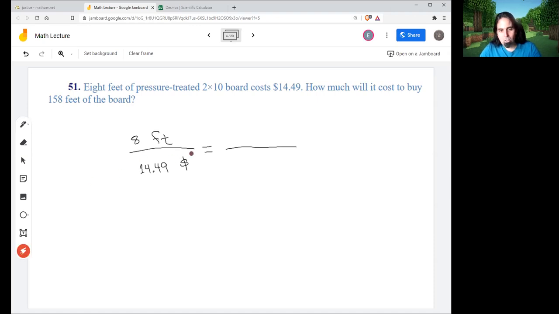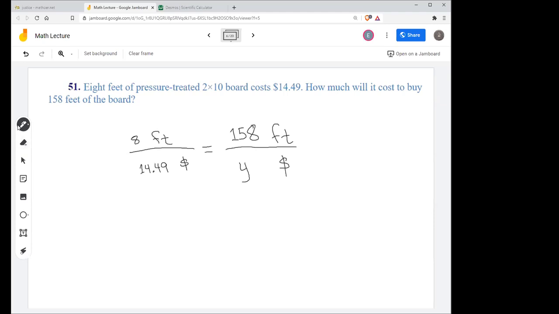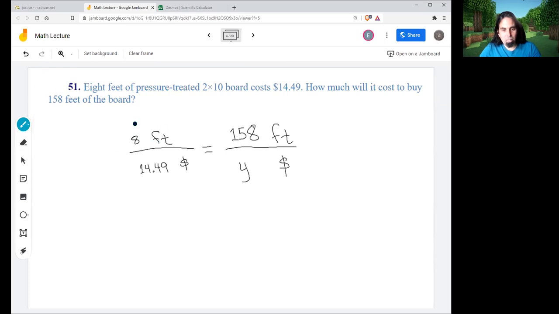I'm going to write my $ on this side because when I'm doing these proportions, I want things to match, and it's just easier if all my labels are on the right of my numbers. It looks nicer. Then I stop reading. I need feet on the top and dollars on the bottom. Then I keep reading. How much will it cost? So that's my unknown to get 158 of this stuff. Everyone okay with my setup? Yeah. Okay, someone do the shortcut and we'll see if we get the same answer.